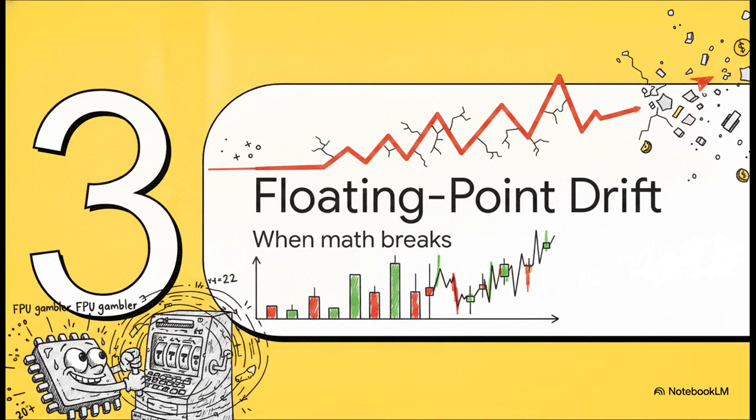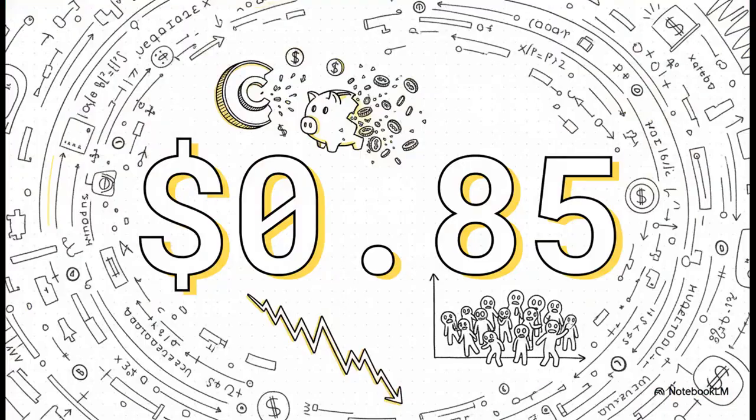Which brings us to Section 3, floating point drift under stress, or when the math violently breaks. Now you might be wondering, what's the big deal about a microscopic rounding error of a fraction of a cent? Well, on a calm sideways trading day, it seems entirely harmless. But that is exactly the trap. These tiny hardware flaws expose a catastrophic vulnerability when extreme market stress hits. We have to look at what happens when that FPU gambler is pushed to the absolute brink.